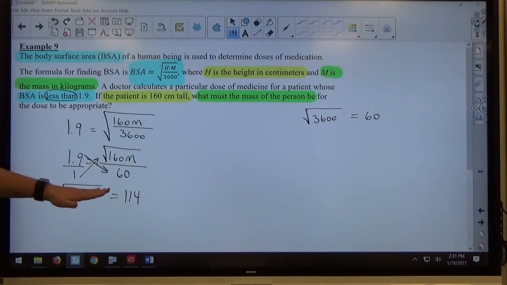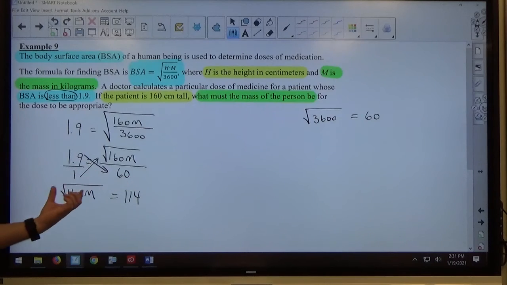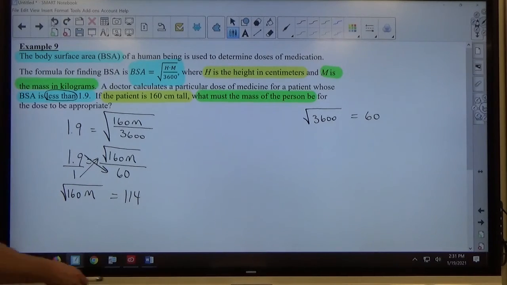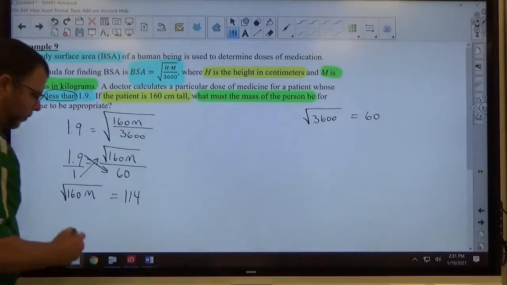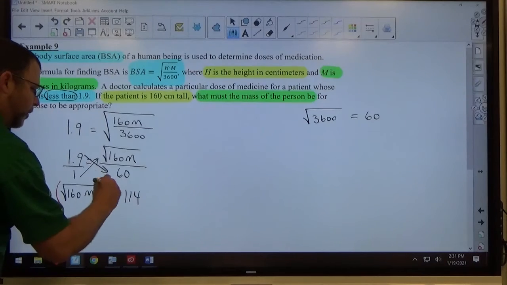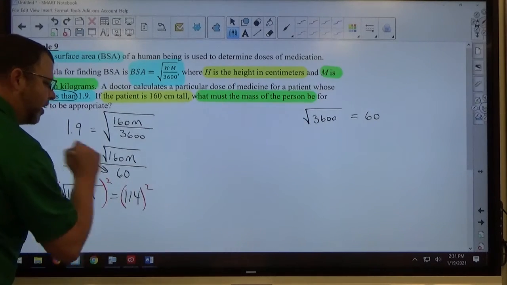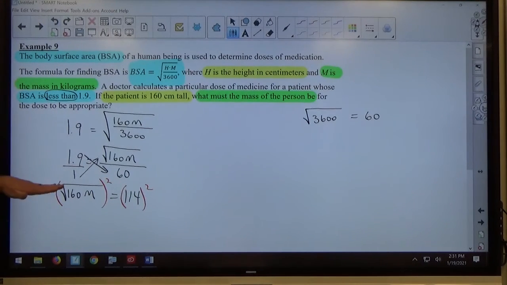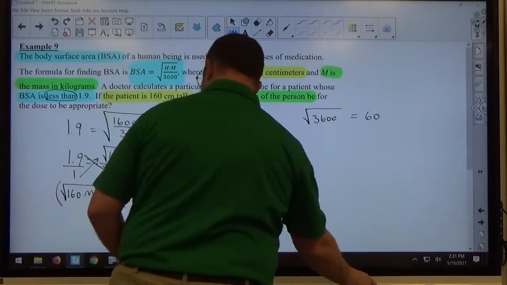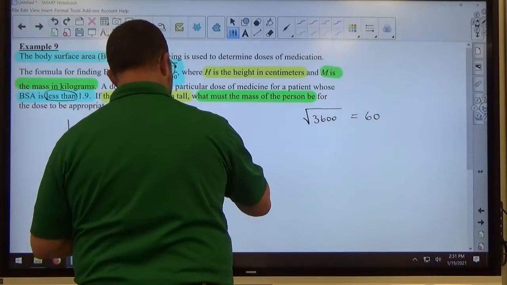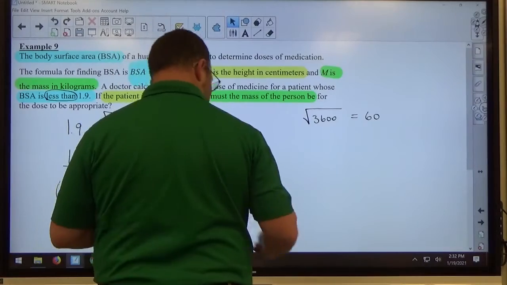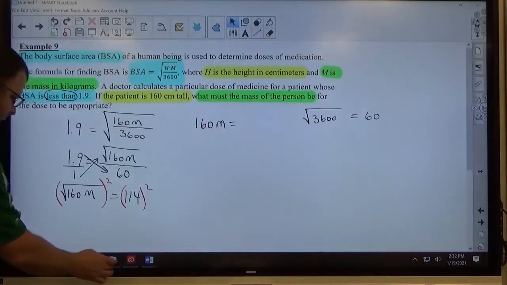All right, now at this point, I've got a square root equals a number. There's nothing attached to the square root, right? Nothing times, divided by, added to, or subtracted from the square root. So now I'm at the point in all these square root problems where I'm going to square this side to get rid of the square root, and I have to square that side as a consequence. The left-hand side just gets rid of the radical, so I'm going to get 160m. The right-hand side, I have to square 114.